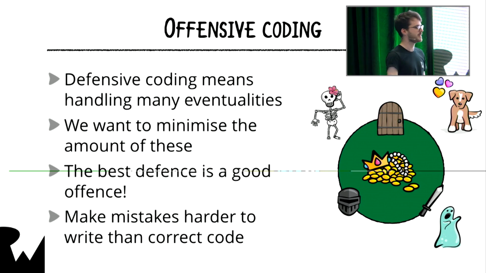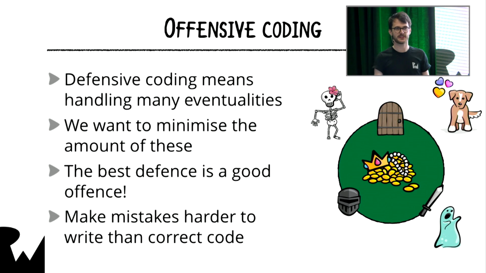So I'm going to call this term offensive coding. If anyone's heard the term defensive coding, it is essentially making sure that you handle all eventualities. Offensive coding is making it so you don't let people make you have to handle those.